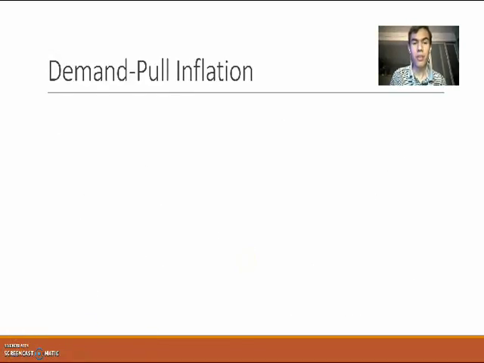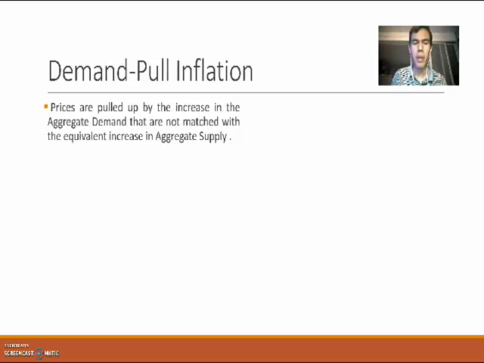Okay, now in the second branch we had the demand pull inflation. So what is the demand pull inflation? It's when prices are pulled up by the increase in the aggregate demand that is not matched with an equivalent increase in aggregate supply. So what does this mean?